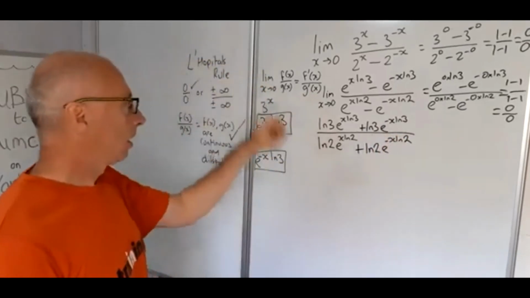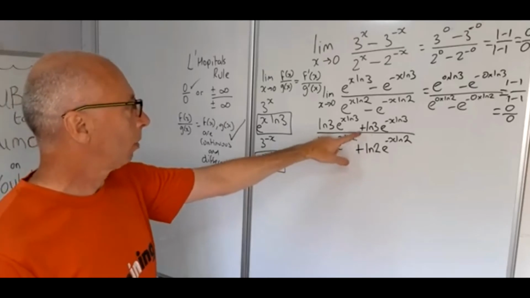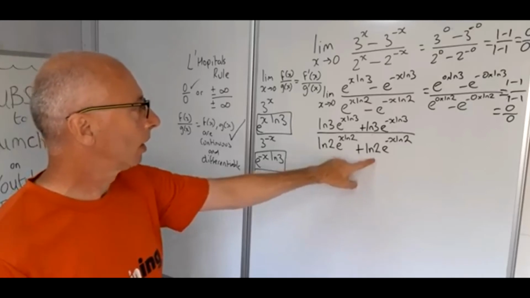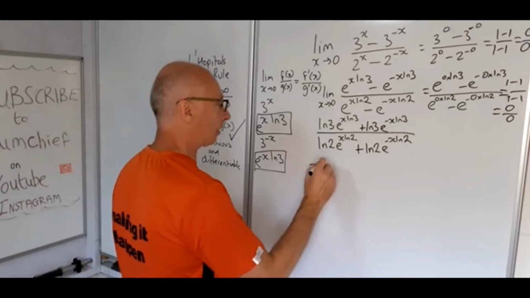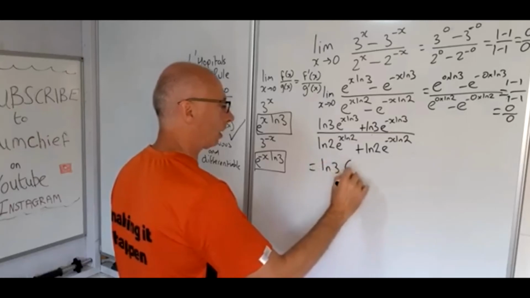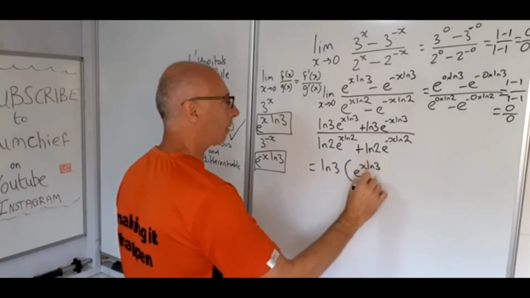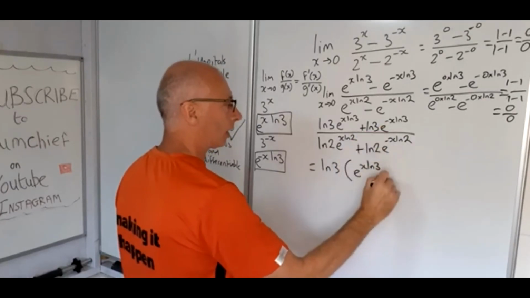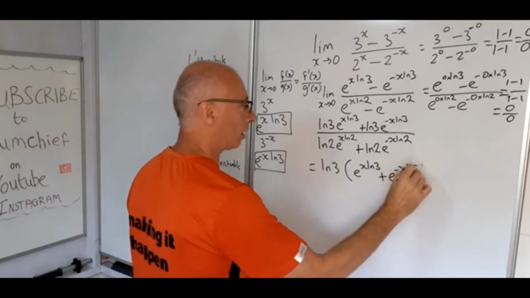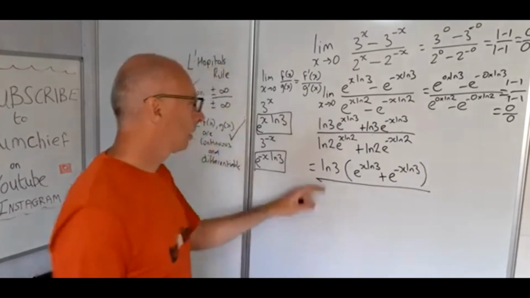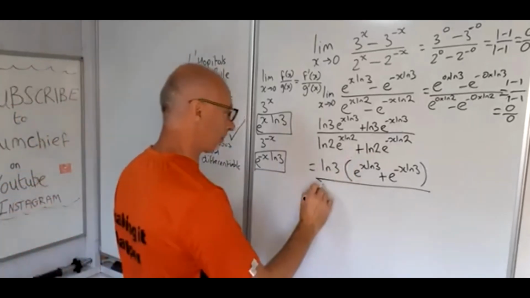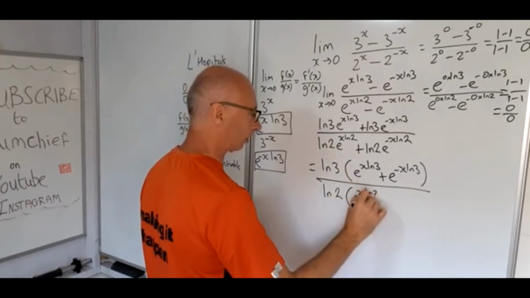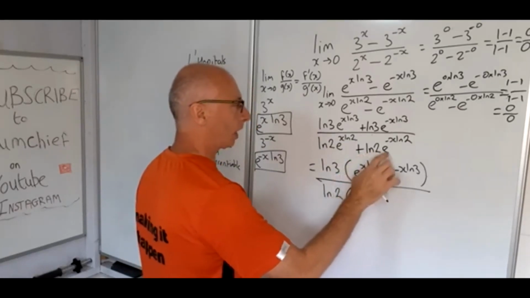Okay. Now this is looking a little bit messy at the moment, but we could factor out the ln 3 if we wished. It's got an ln 2 here as well, we could factor out that. Let's do that. So then that equals ln 3 times e to the x ln 3 plus e to the negative x ln 3. And then the denominator, same again, this time we take the ln 2 out, and we're left with e to the x ln 2 plus e to the negative x ln 2.